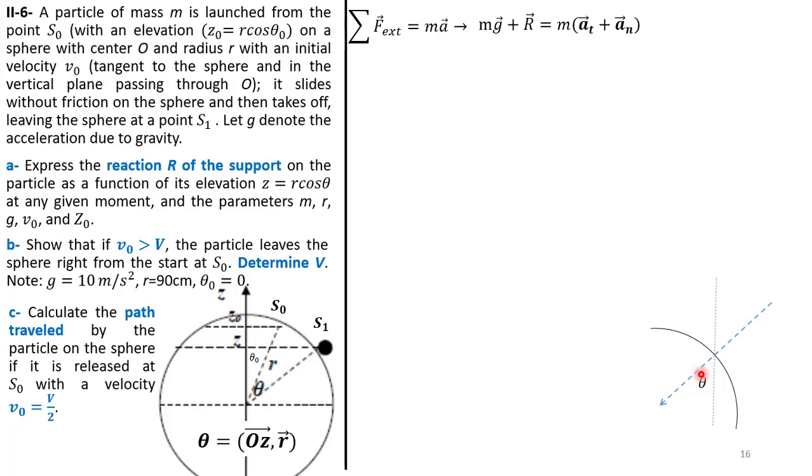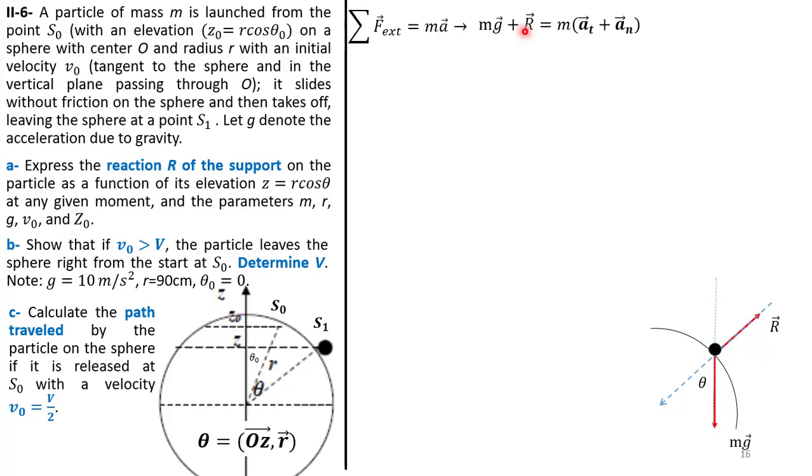So at any point S on the surface of the sphere, we have as forces mg and R. We don't have any friction, so mg is always vertical downwards. The normal reaction R is always perpendicular to the support. It has this direction. Okay, so let's write the fundamental relation of dynamics. Sum of the forces equal ma, where the sum of forces equals mg plus R.